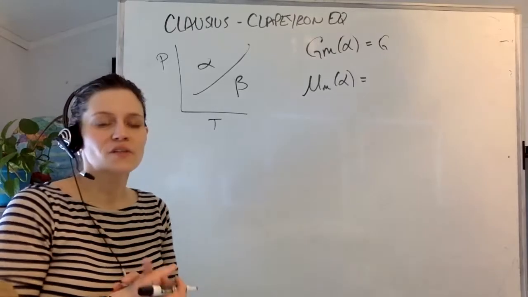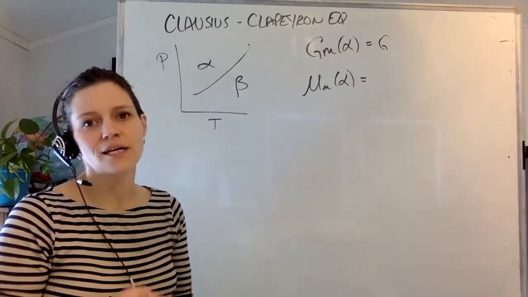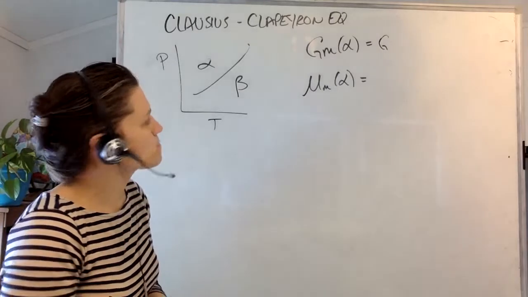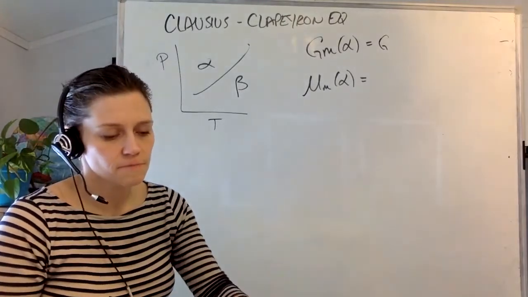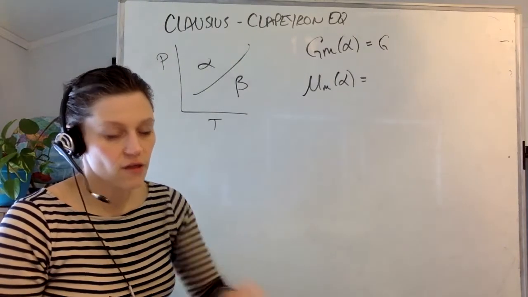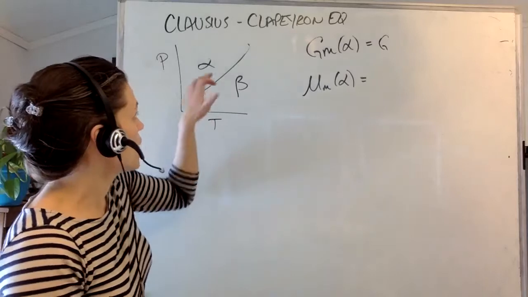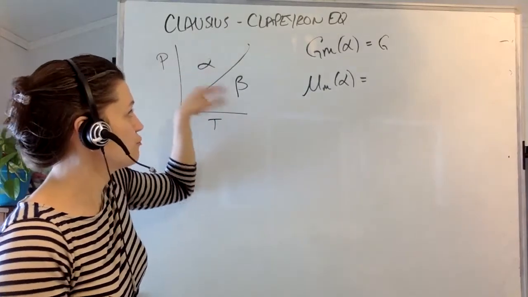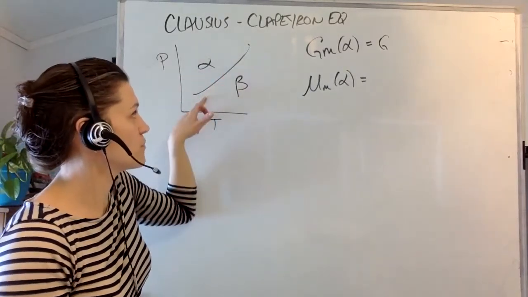Okay, so this video is going to talk about the derivation of the Clausius-Clapeyron equation, which really looks at the relationship of the enthalpy of vaporization and the vapor pressures. So I've got pressure versus temperature. I've got two phases here, and I've got an equilibrium line between the two.